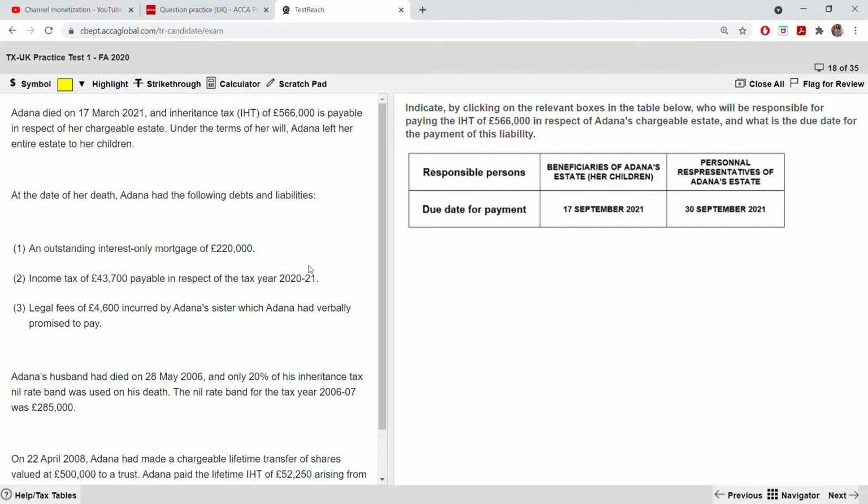So the case study is the same. Indicate by clicking on the relevant boxes in the table below who will be responsible for paying the IHT of 566 in respect of Adana's chargeable estate, and what is the due date for the payment of this liability.